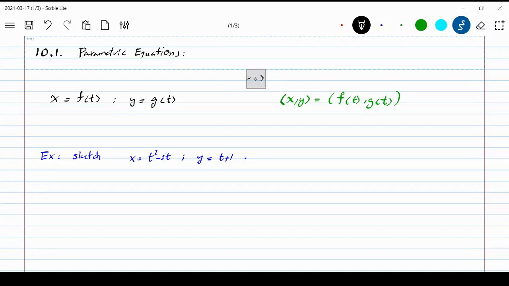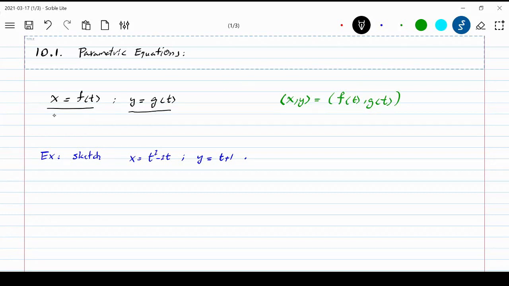How we can do that is we introduce a new variable, let's say t or theta, theta sometimes being used for angles, or even t can be used for angles as well. So t is a variable, and you want to represent x and y in terms of variable t. So basically x depends on t, as well as y depends on t.